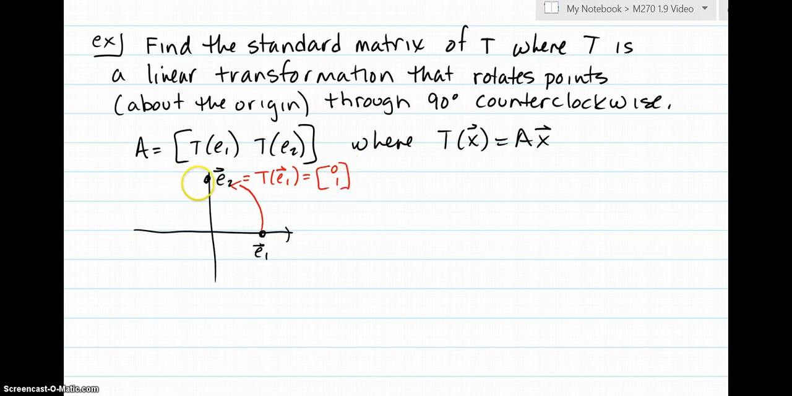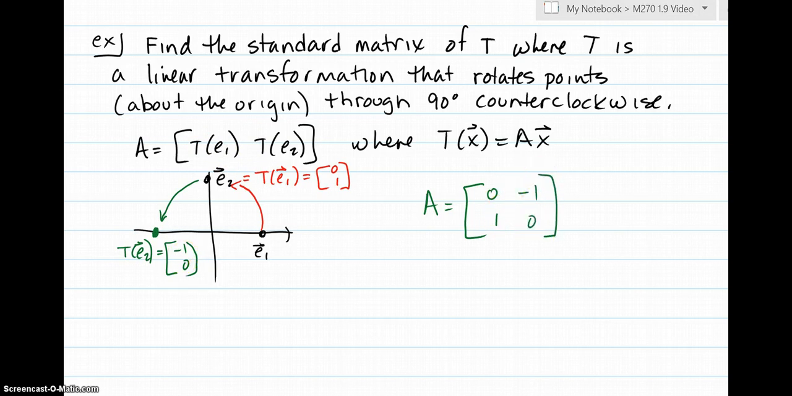And in a different color, I'm going to take E2 and rotate it counterclockwise 90 degrees. Now it's going to become right there. So this would be T of E2, which looks like the point (-1, 0). So our matrix A should be T of E1, which is (0, 1), and then T of E2, which is (-1, 0). Believe it or not, that does work. If I take a standard point, let's just try (2, 1). Let's do a check.